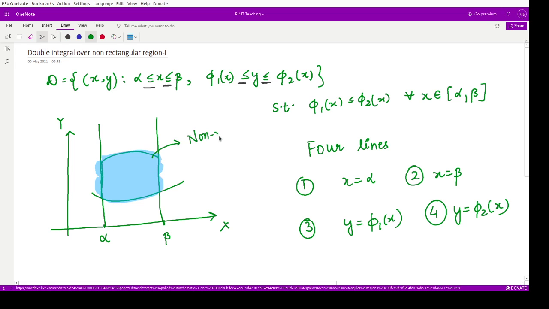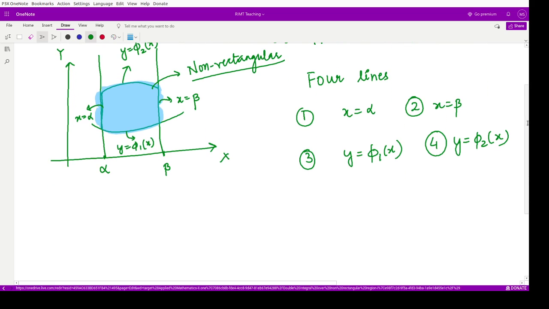Now in this case, how can you compute the double integral? That is the question we are looking at. Let me label this. This is your curve y is equal to phi2 of x. Why phi2? Because phi2 is greater than phi1 at all points. This curve is y is equal to phi1 of x. This is x is equal to beta, where beta is greater than alpha, and here this is x is equal to alpha. These two are straight lines and these two are curves. So in this region, we have to compute the double integral.